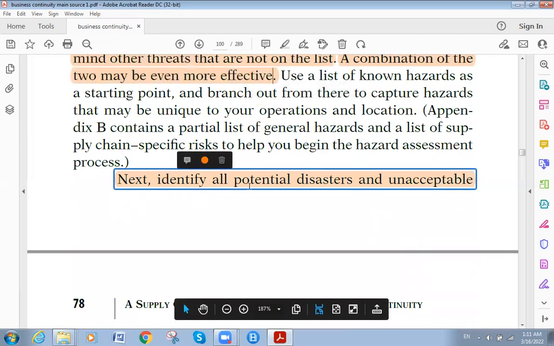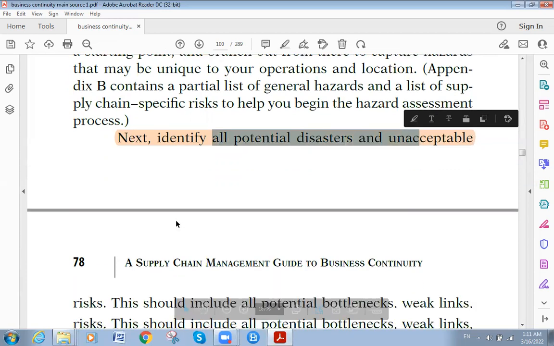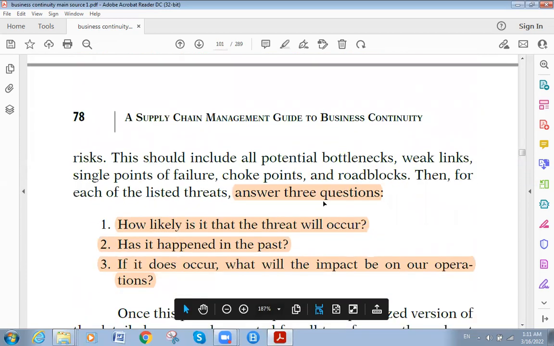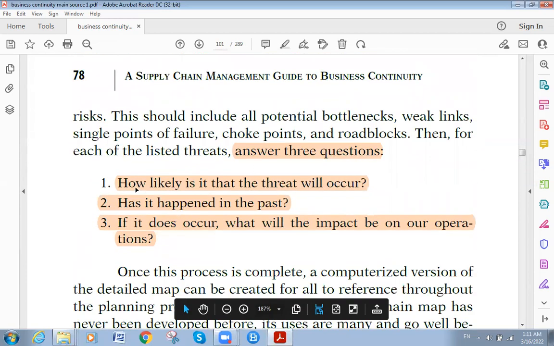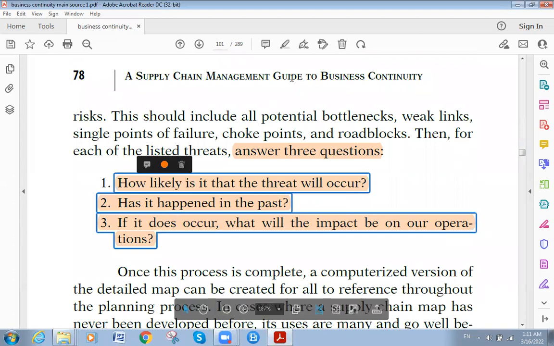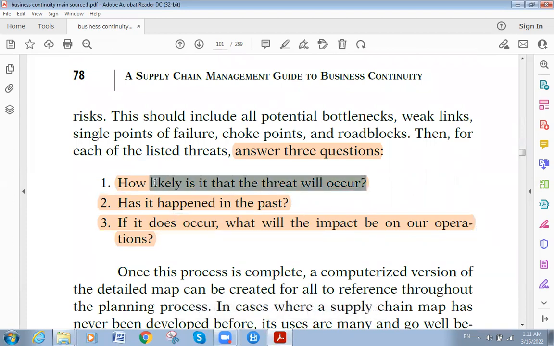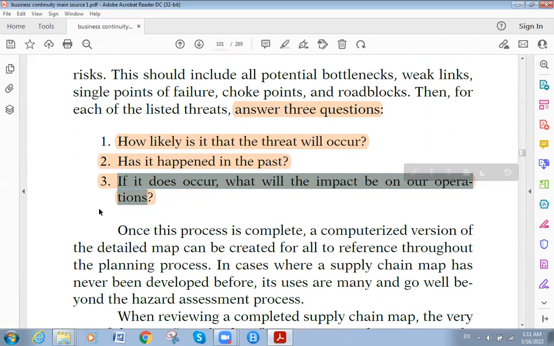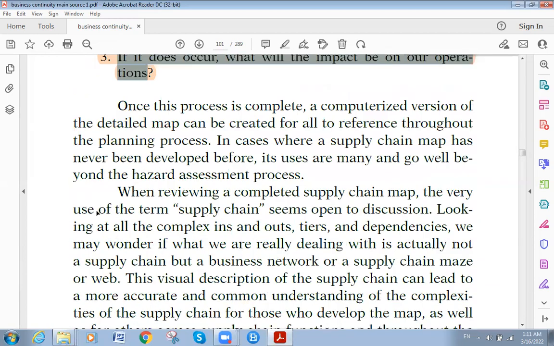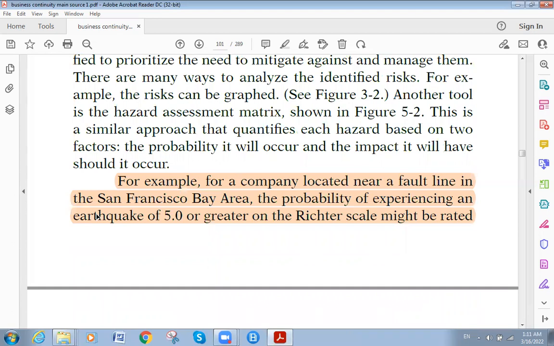Next, identify all potential disasters and answer three questions. How likely is it that the threat will occur? Has it happened in the past? If it does occur, what will be the impact on our operations? So you will see, these are the points which you will assess about the hazard.